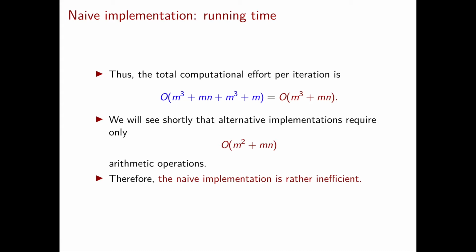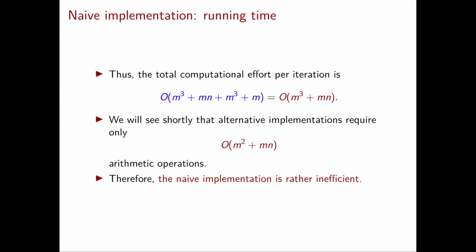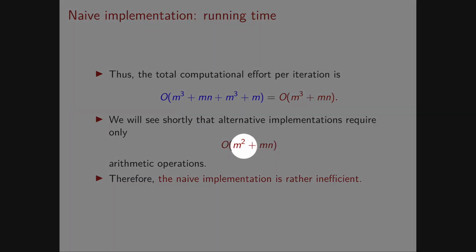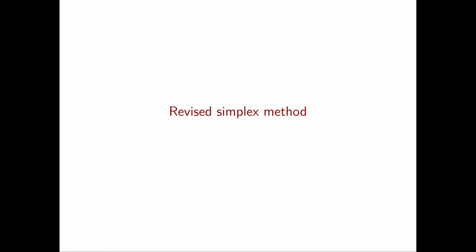One of the drawbacks of the naive implementation is that it is rather inefficient. In fact, in the next implementations that we will see, the runtime will be big O of m square plus mn. So in particular, we replace the m cube with an m square in the runtime. So let's see the revised simplex method, which will allow us to achieve this runtime.